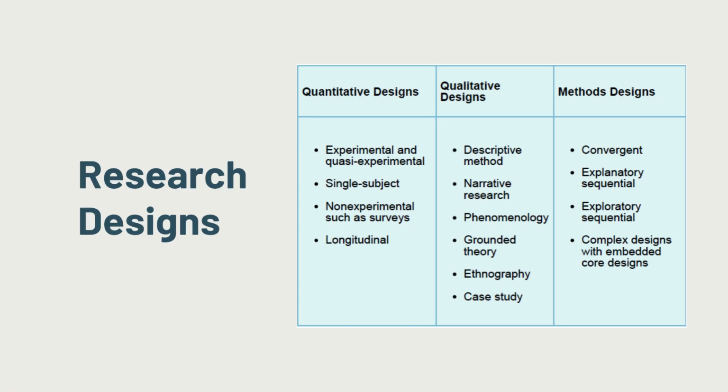Grounded theory involves generating a theory based on data collected from participants. Researchers analyze data from interviews or observations to develop a theory explaining a process or interaction, such as how people adapt to major life changes.